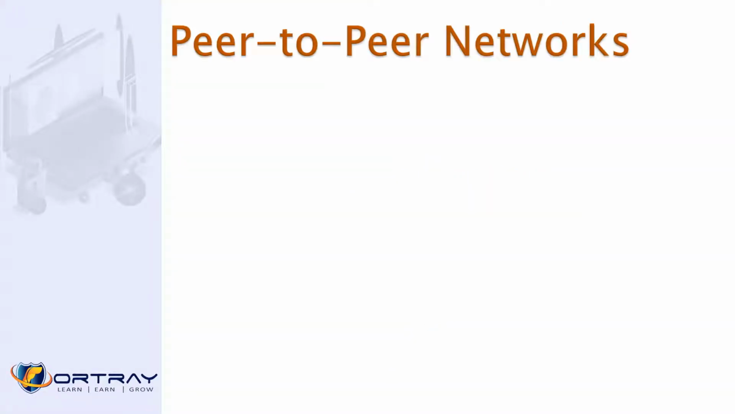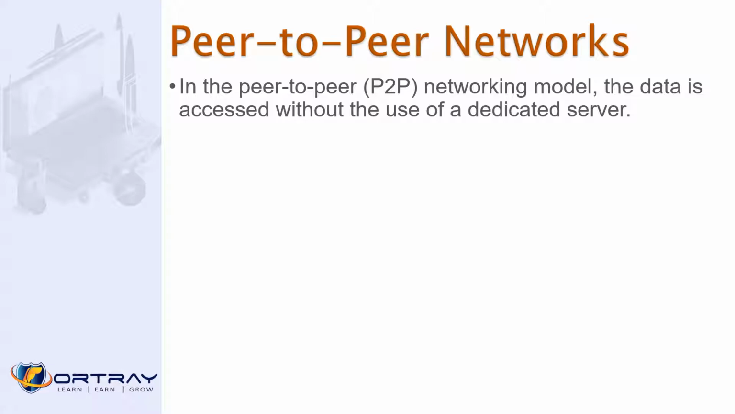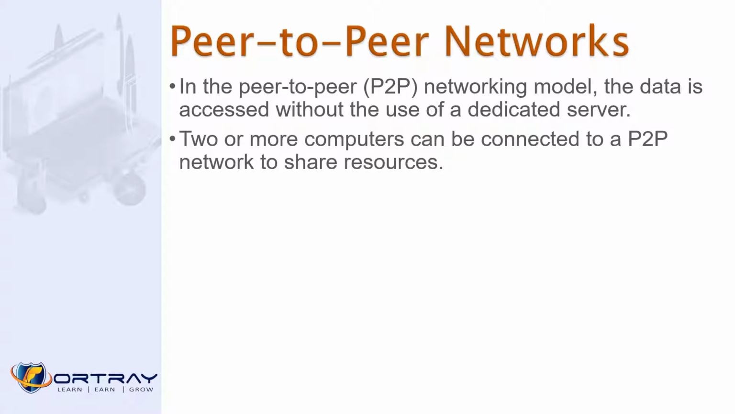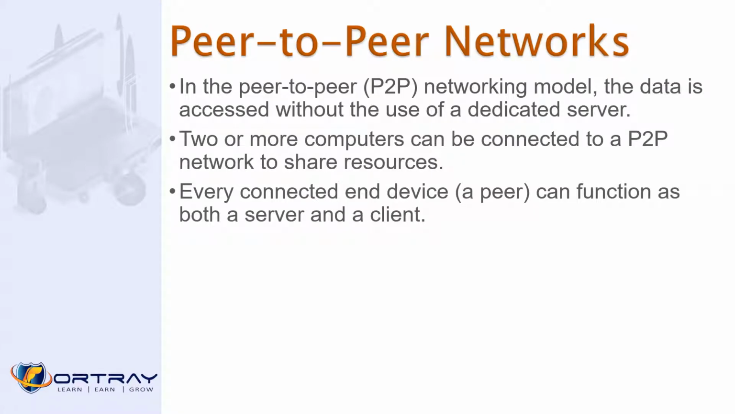Peer-to-peer networks. In the peer-to-peer model, the data is accessed from a peer device without the use of a dedicated server. There is no dedicated server. Two or more computers can connect peer-to-peer. Peer-to-peer means both devices are equal. Every connected device can function as both server and client. The roles of client and server are set on a per-request basis.